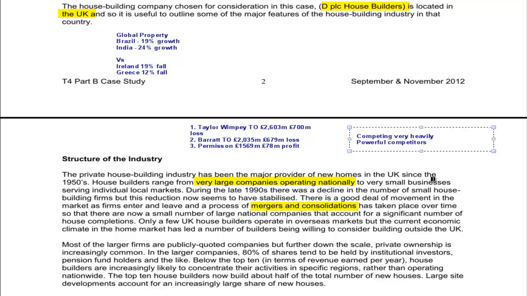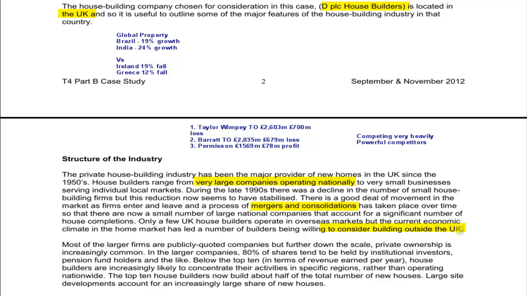It does mention down the bottom here this idea that some of the competitors in the market have been willing to consider building outside of the UK. Definitely what you should do is look and find 2 or 3 of those examples, because those would be brilliant examples to give in your case.